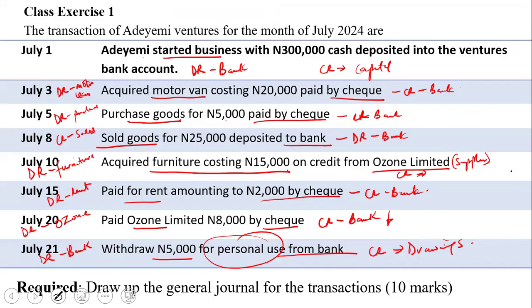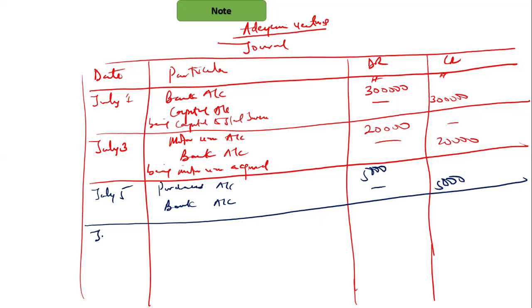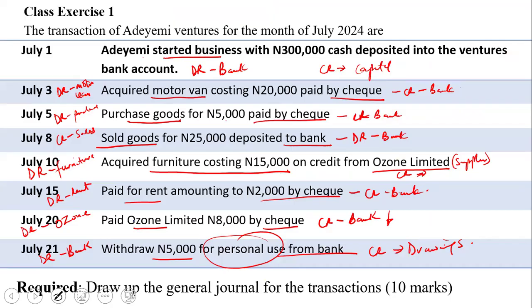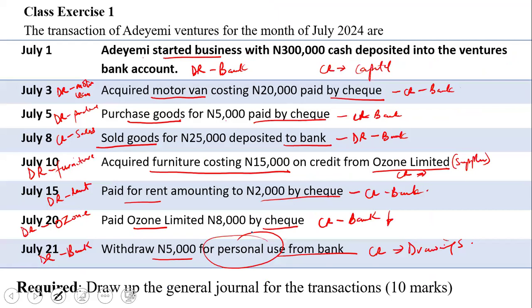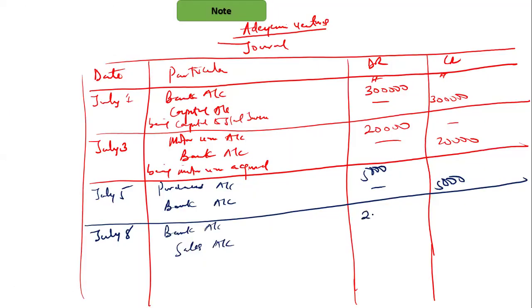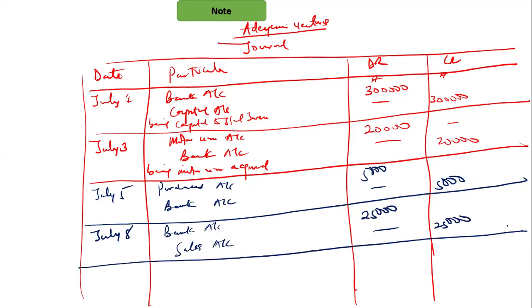What's the next date? July 8th. July 8th, what are the two accounts? Sales and bank. So what do I have? Debit bank, from what you give me there, and sales account. Don't forget bank and sales. That's what we're doing. Bank and sales. That's 25,000 naira. Next, what do I have?